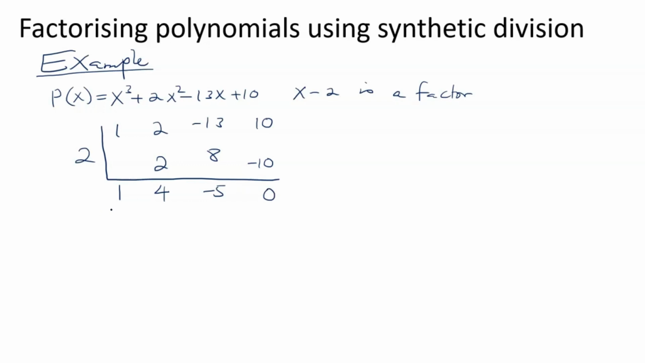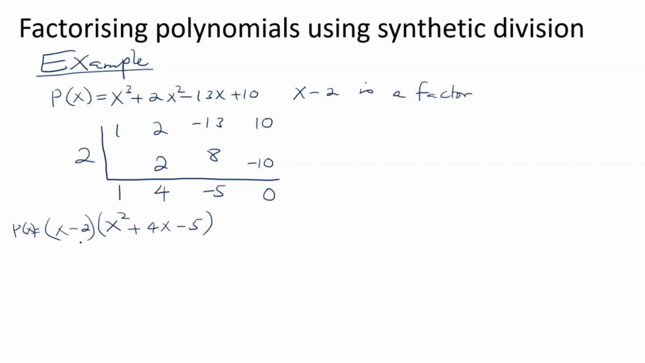So therefore, the coefficients of the terms will be x squared, that is the first term, plus 4x minus 5. So those are the coefficients. Now the polynomial can be factorized as this. And that's how we factorize the polynomial.